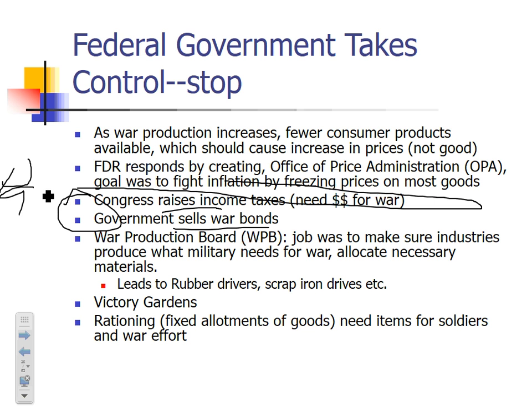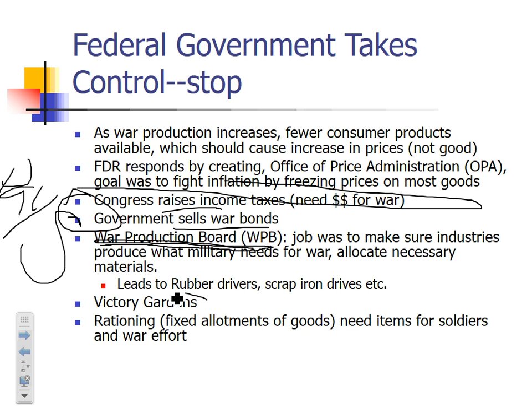So just like every other war, we pay for the war in income taxes and war bonds. It's very popular to buy war bonds. If you're not buying a war bond, you might look as if you might as well be in bed with Germans. The War Production Board. In World War I, we called it the War Industries Board. In World War II, it's the War Production Board. Their job is to make sure that industries are being encouraged to make items for the war. And it also leads to rubber jobs, scrap iron jobs. They want to make sure that we're allocating all necessary materials to the war effort and not to frivolous things that aren't helping us beat Japan, Germany, and then to a lesser degree, Italy.